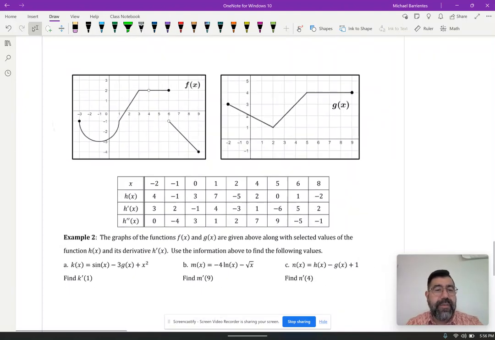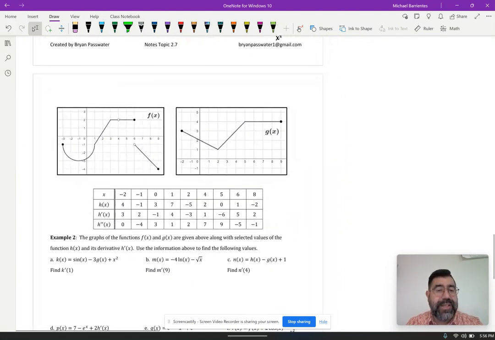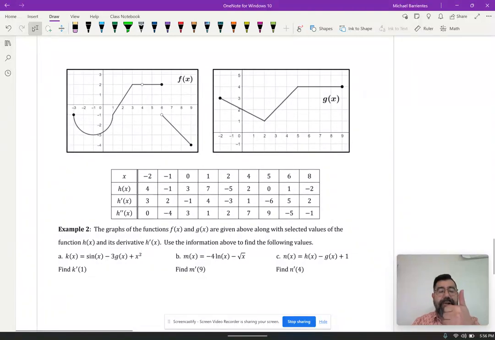Alrighty, welcome to video number 3 of section 2.7. We're still playing with the power rule shortcut. We're playing with the shortcuts for the derivative of sine x, cosine x, e to the x, natural log of x. So we have 5 different rules that we're learning for 5 different types of functions.